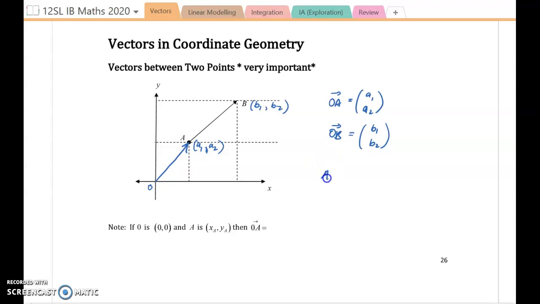If I wanted to get AB though, that would actually be, if I draw in this line here for you, to get head to tail, I'll need to flip OA, right? So it would be OB minus OA. That would give B1 minus A1 over B2 minus A2.